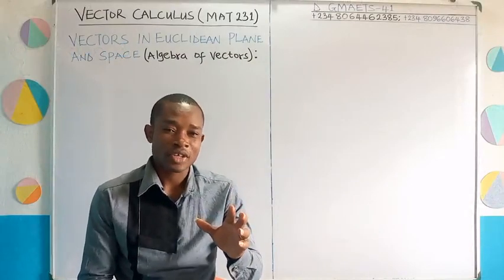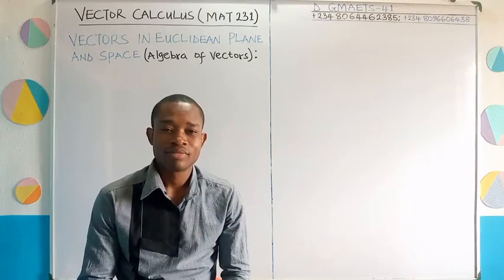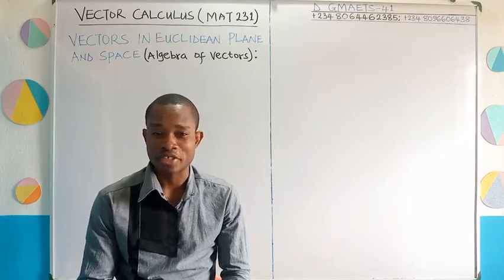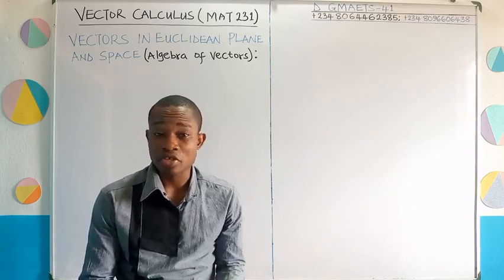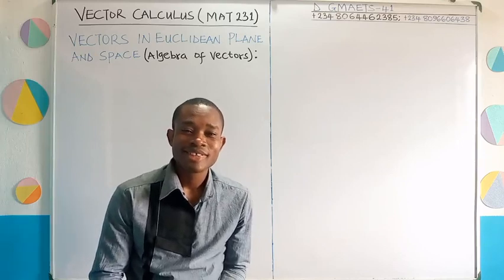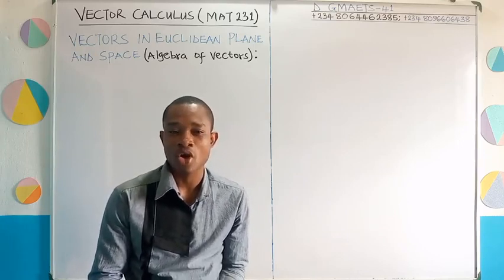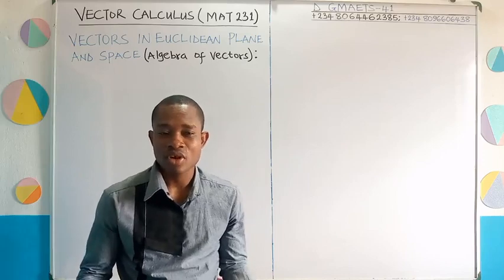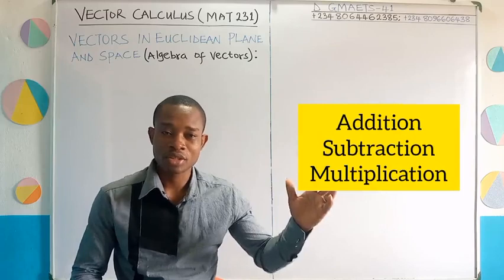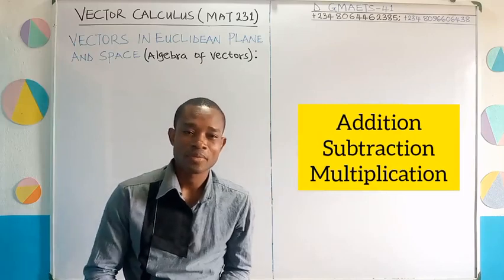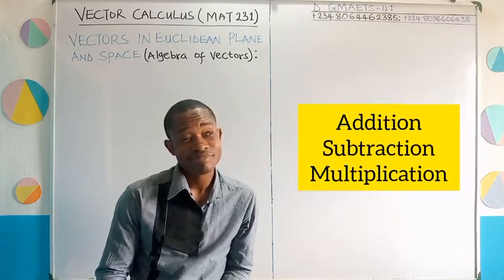In our vector calculus class today, I will be teaching you the algebra of vectors. When we talk about the algebra of vectors, it's just about the simple arithmetics that we carry out on vectors. These arithmetics include addition, subtraction, multiplication. And should I also mention division?